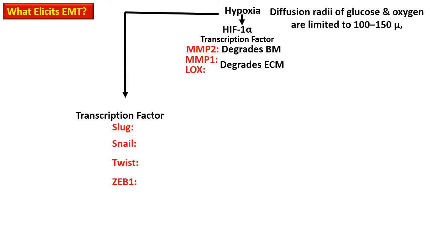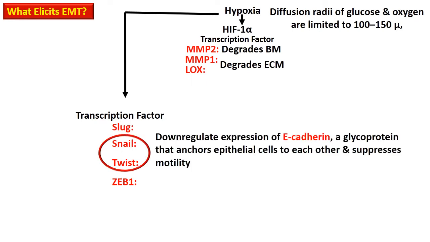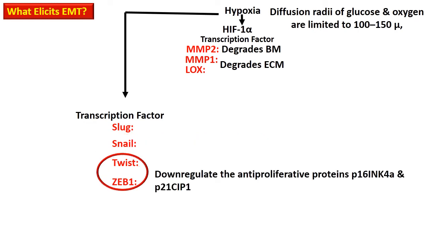Hypoxia is also responsible for various other transcription factors such as slug, snail, twist, and ZEB1. Snail and twist downregulate the expression of E-cadherin, a glycoprotein that anchors the epithelial cells to each other and suppresses motility. So when the expression of E-cadherin is lost, that results in increased motility of the cell. Twist and ZEB also downregulate the anti-proliferative proteins p16 and p21.